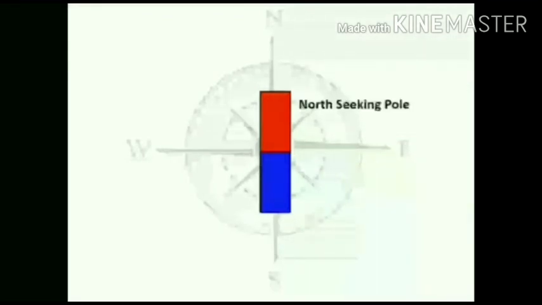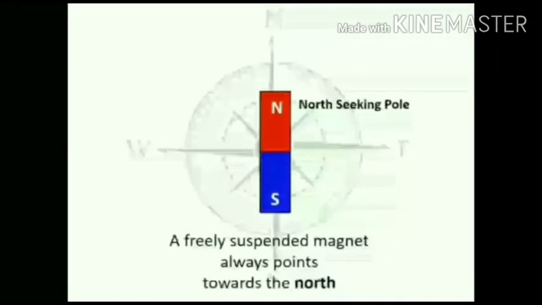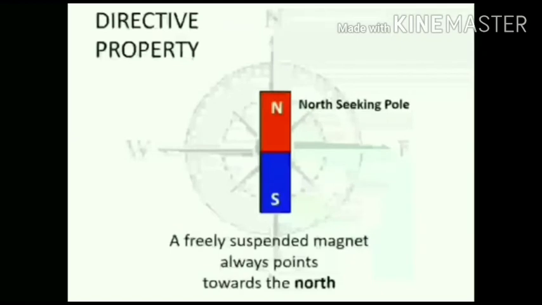So, the end of the magnet that points towards the north is known as the north seeking pole or simply north pole, whereas the other pole is called the south pole. So, we can say that a freely suspended magnet always points towards the north. This property of a magnet is known as its directive property.